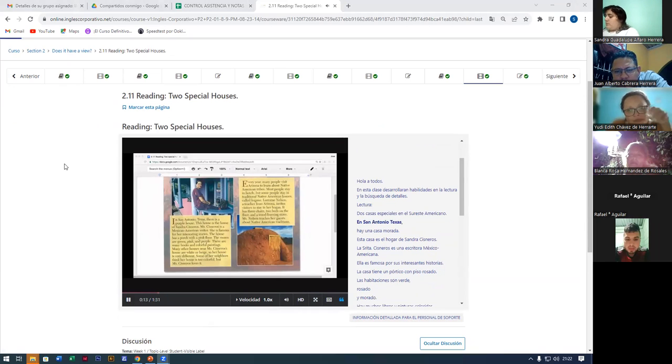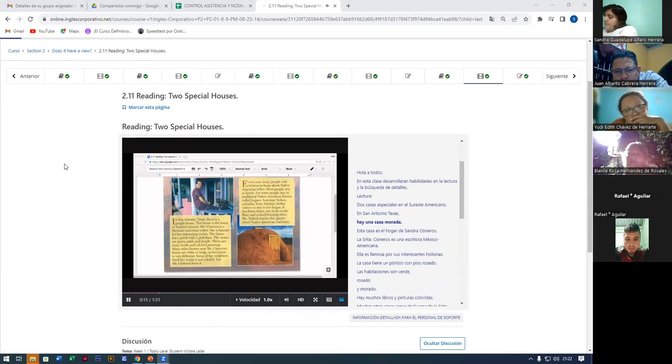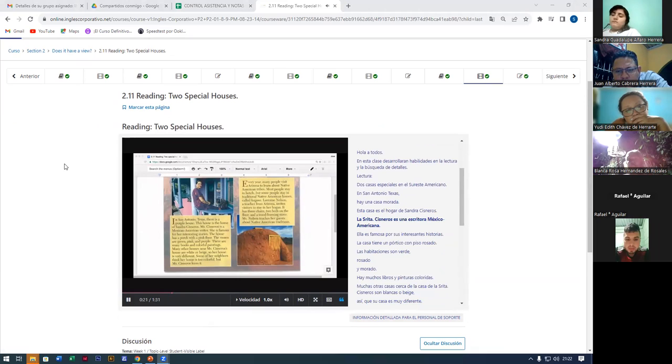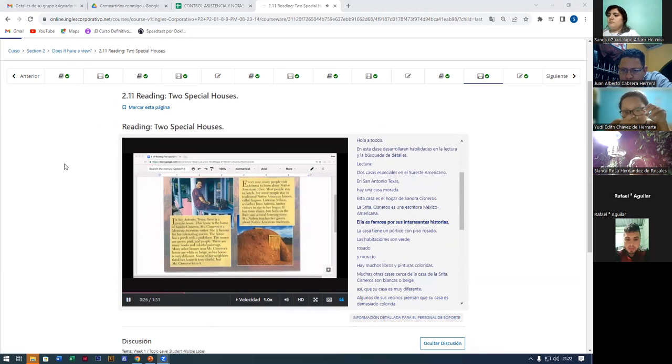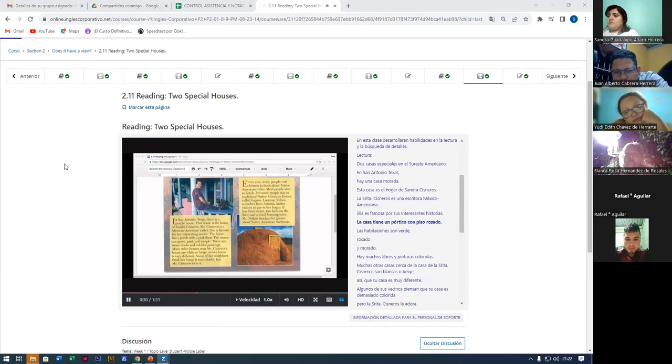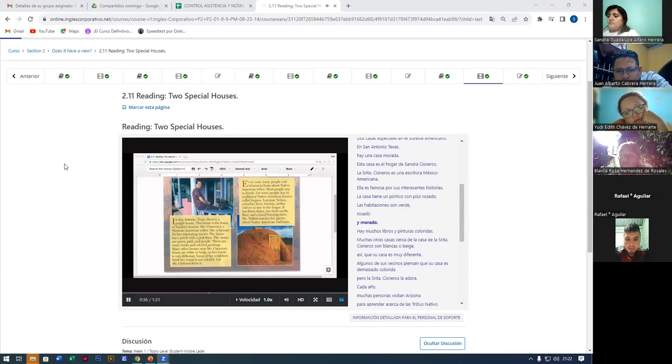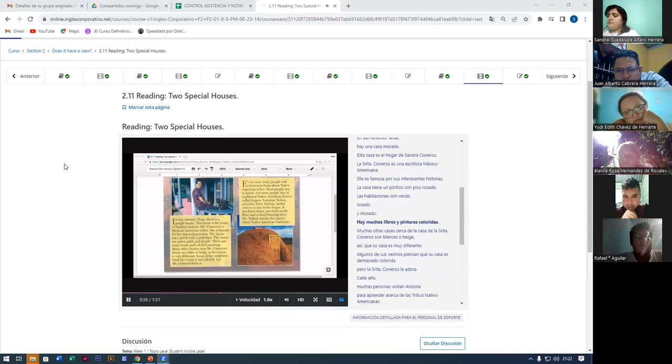In San Antonio, Texas, there is a purple house. This house is the home of Sandra Cisneros. Ms. Cisneros is a Mexican-American writer. She is famous for her interesting stories. The house has a porch with a pink floor. The rooms are green, pink, and purple. There are many books and colorful paintings.